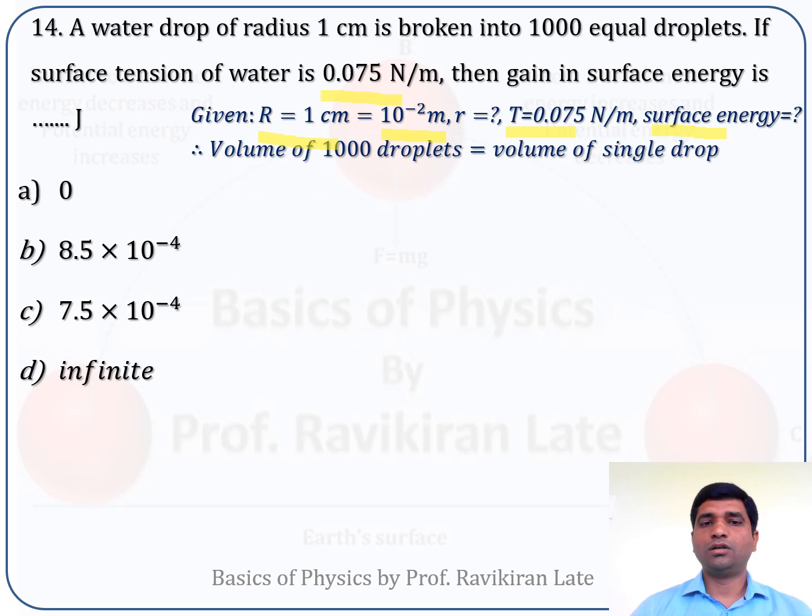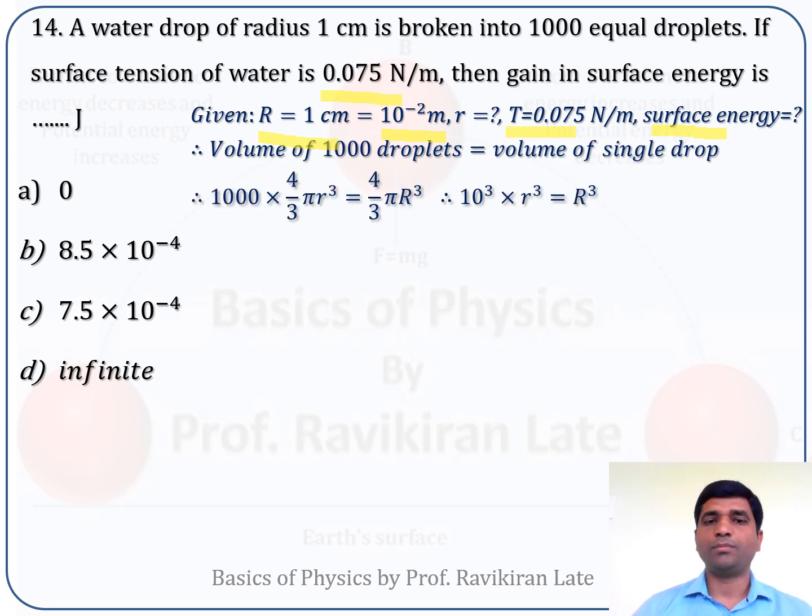Now obviously whatever the liquid drop breaks into 1000 droplets, the volume of water is not going to increase. The volume of 1000 droplets will be equal to the volume of the single drop. So let us say small r is the radius of each of the 1000 droplets. The volume of a single droplet will be 4 by 3 pi r cube. And as there are 1000 droplets, I have to multiply it by 1000. This is equal to the volume of the single drop whose radius is capital R, which will be 4 by 3 pi R cube.